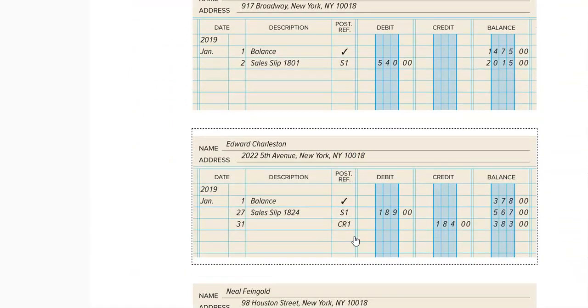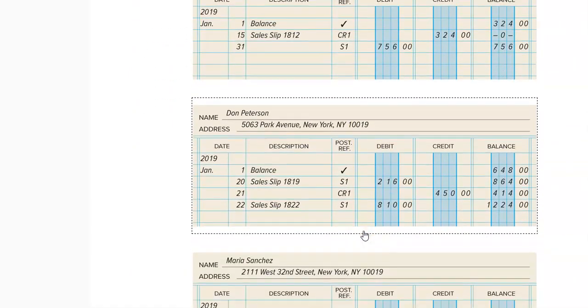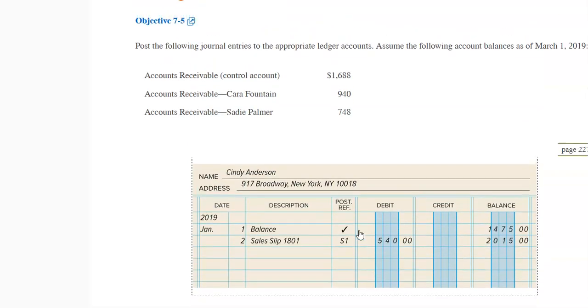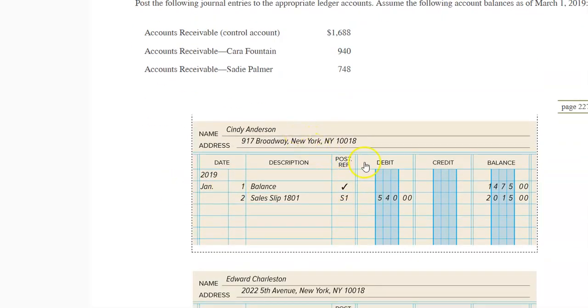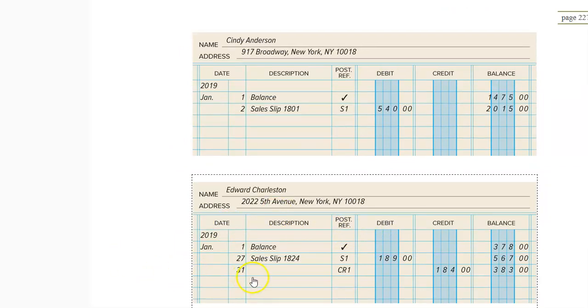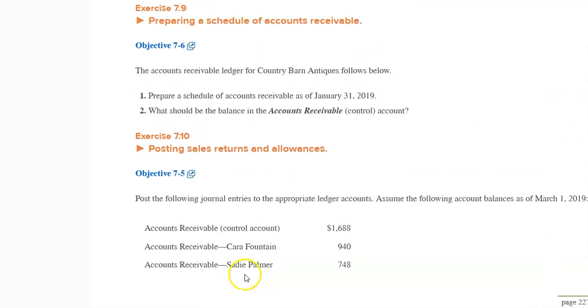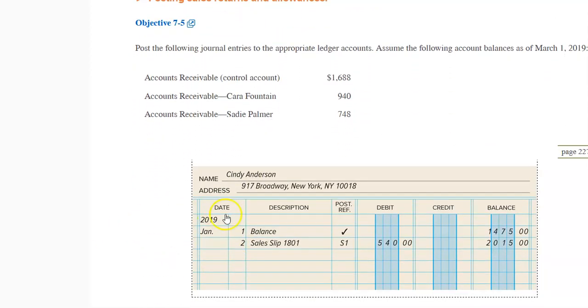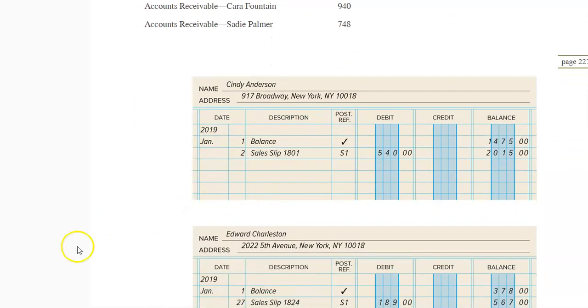Let's see if they have it. So basically, we've got to look at each of the ledgers and post them into the accounts receivable. The first one we have is Cindy Anderson. So the question is, what do we post? Well, all we want is the balance, the final balance. Actually, that's not necessarily true. Yeah, it is. We want to know what their balance is at the end of the month, so we're just going to do a final accounts receivable at the end of the month. So let's do that. Okay, we've got Cindy Anderson.